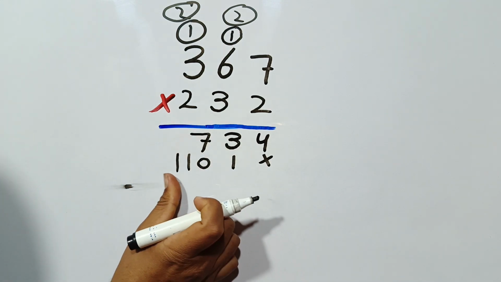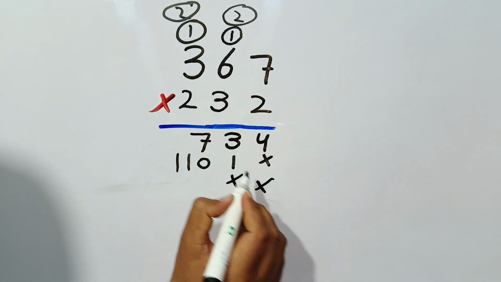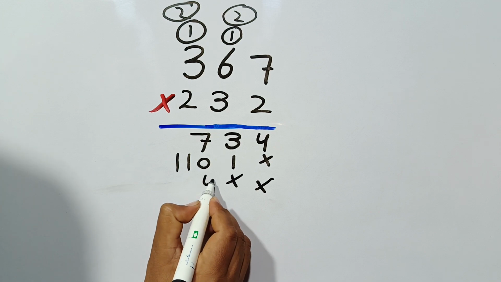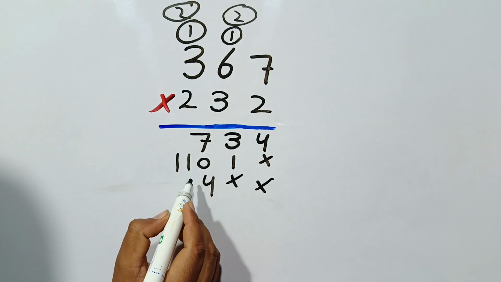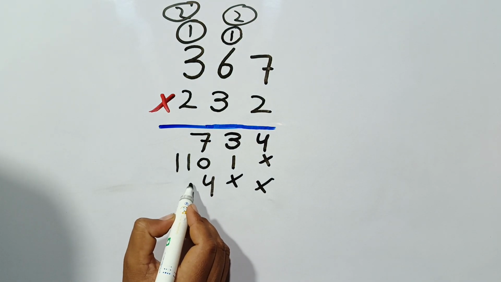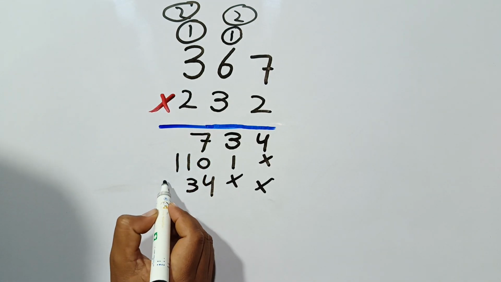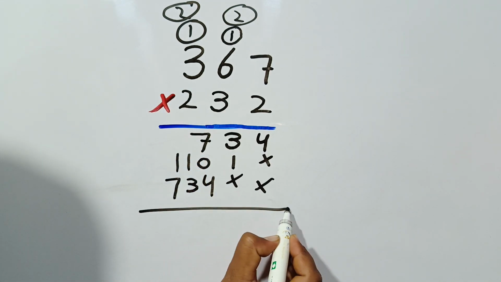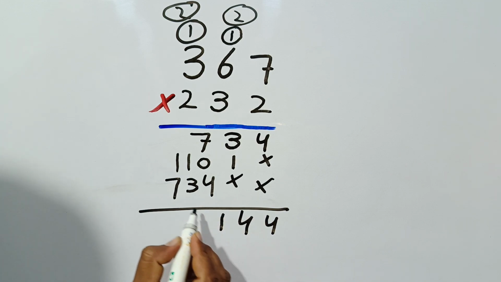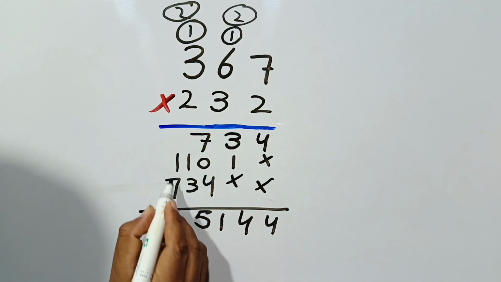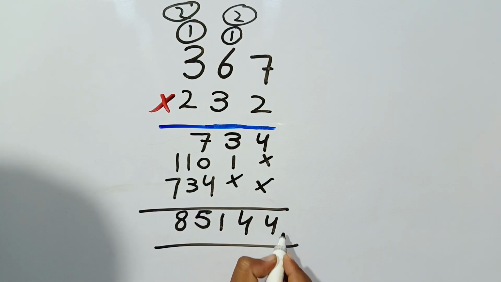2 times 7 is 14 and 1 carry. And 2 times 6 is 12 and 1 carry is 13 and again 1 carry. 2 times 3 is 6 and 1 carry add 7. Addition of 4 plus 4 is 11, 1 carry. 4 plus 1 carry is 5 and 8. Our right answer: 7 plus 1 is 8 addition.